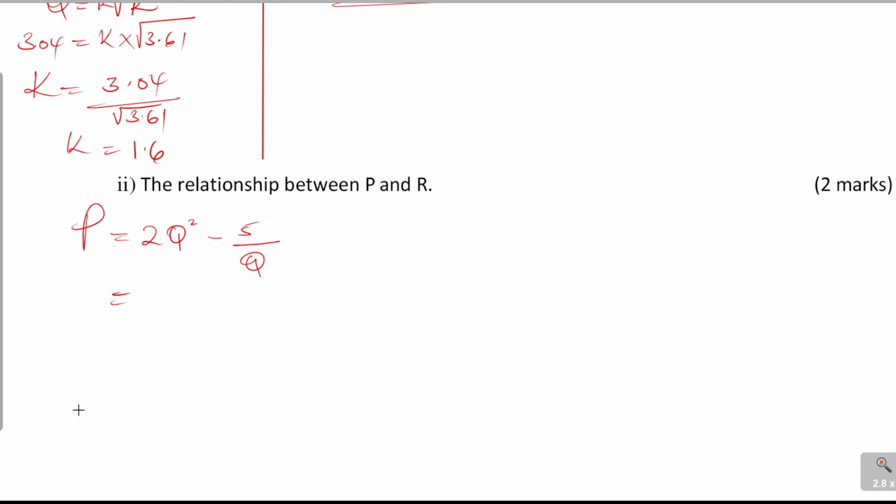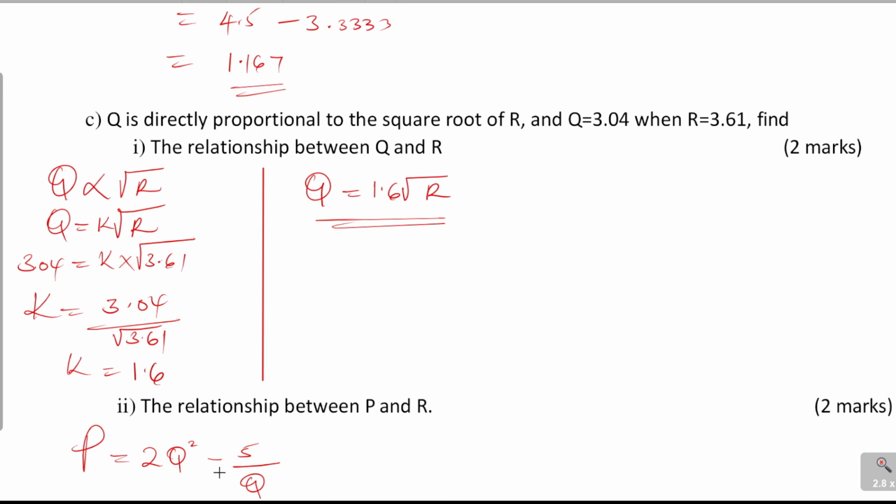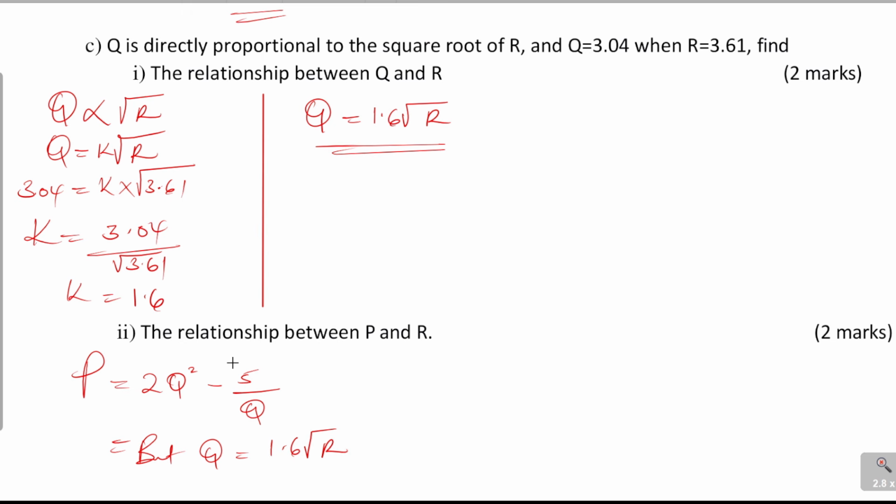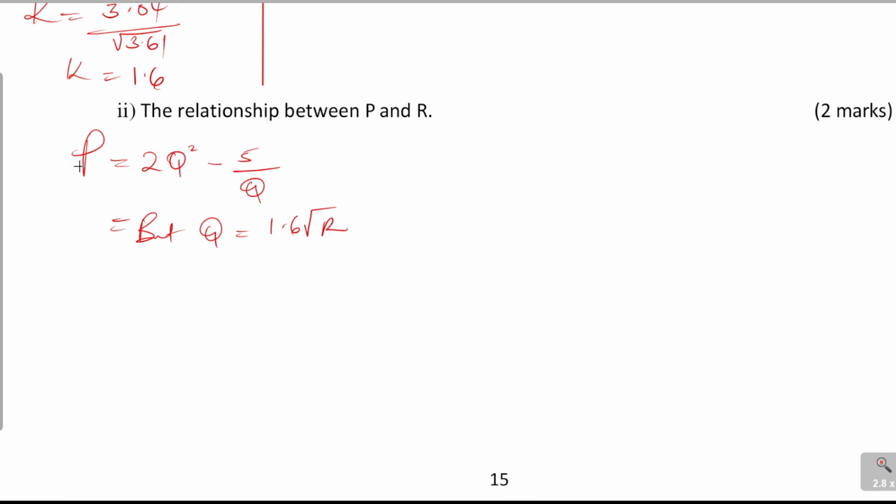So now, in order to give the relationship between P and R, we already have Q. But Q is equals to 1.6 root of R. It is given here. It is here in the part C part 1. So, we shall substitute now that one here. So, we have P is equals to 2, Q is 1.6 root R, and you have to square that. So, we are substituting Q with 1.6 root of R in that equation.